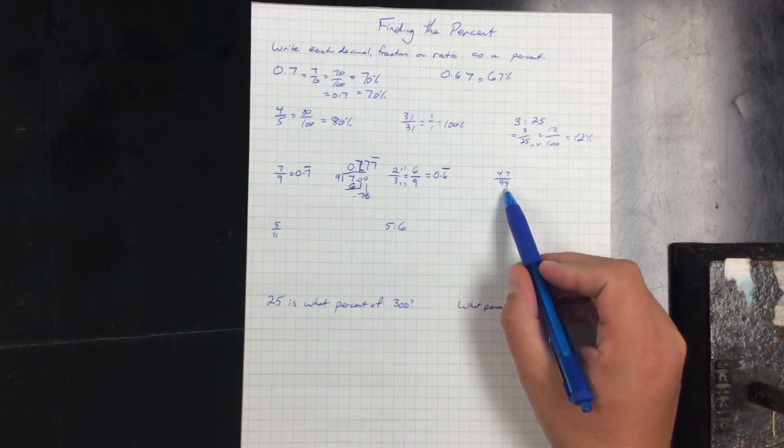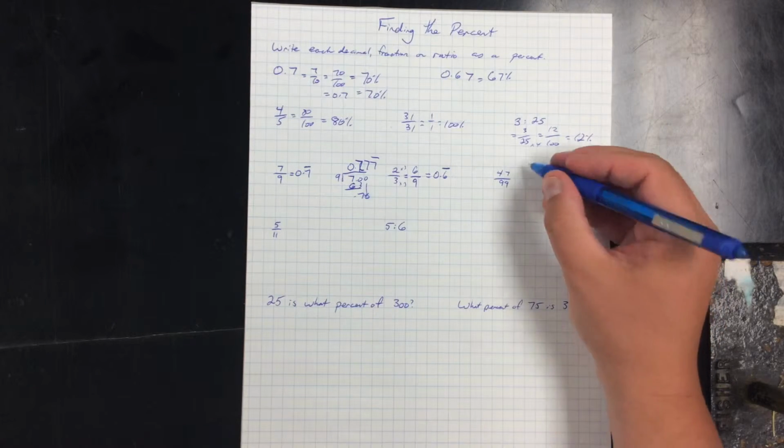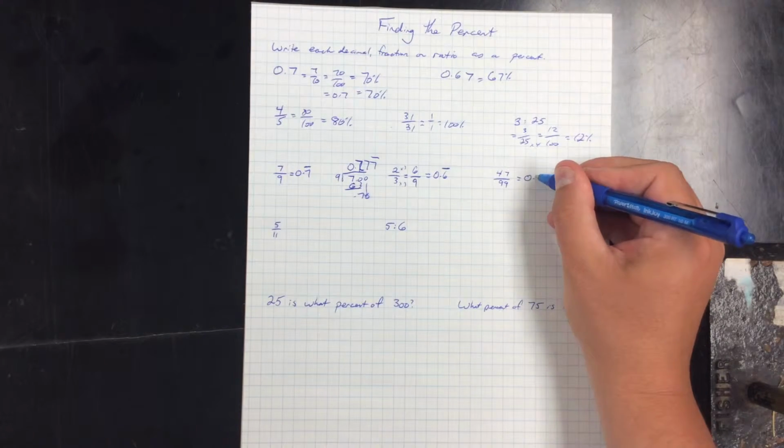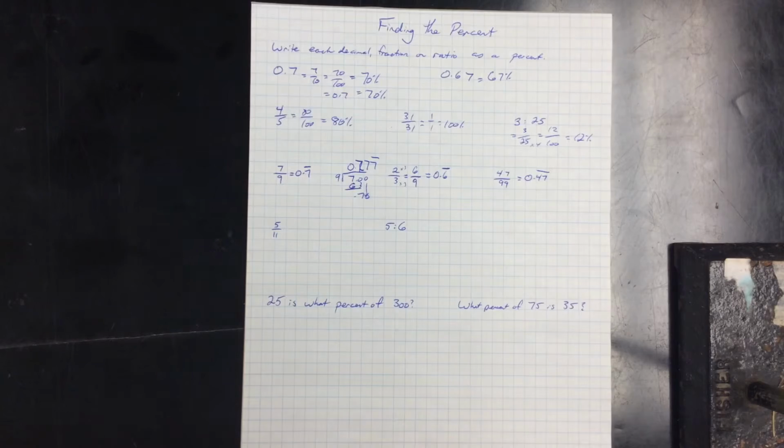So in this one, I could do how many times does 99 go into 47? Or I can say it's over some 9s. So over 2 9s, that means there's 2 repeating numbers. So it's going to be 0.474747 repeating.